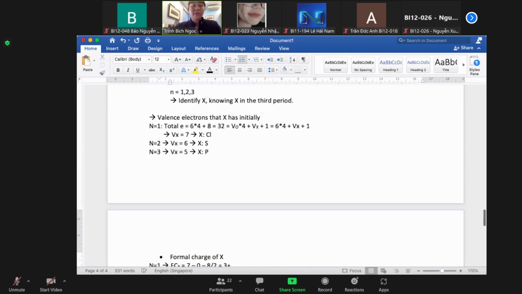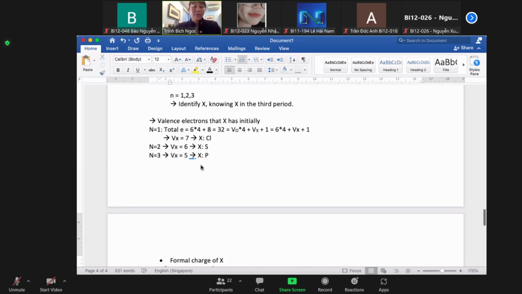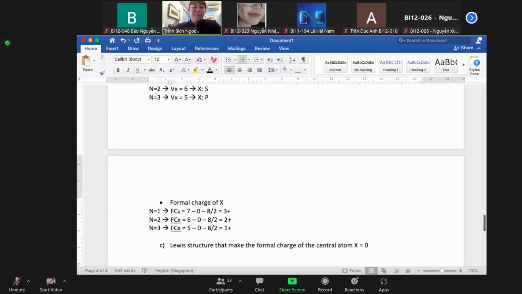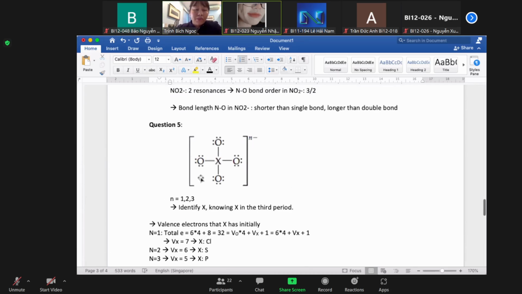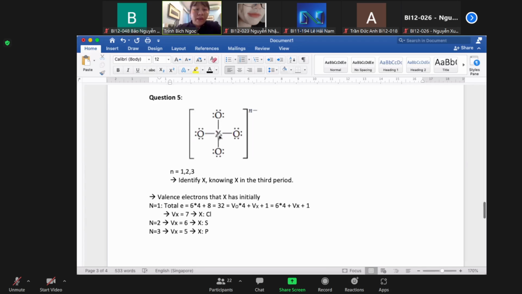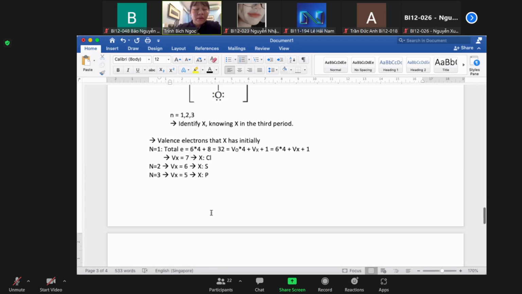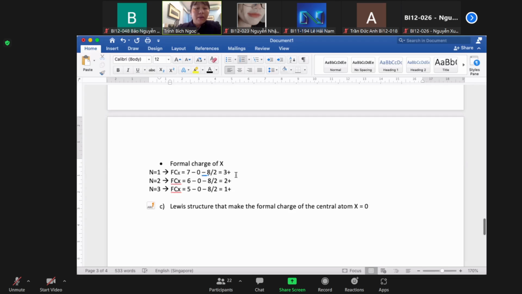Just for X, for chloride. And then I will give you a solution for sulfur and phosphorus. You know that if you keep this structure, the formal charge of X when n equals 1, this formal charge of chlorine here, will be 3 plus. We need to draw another structure to make it equal to 0.